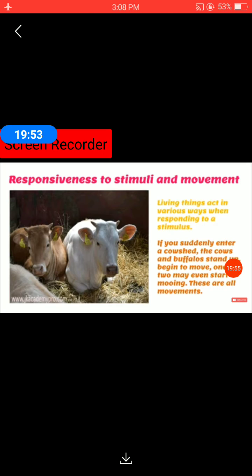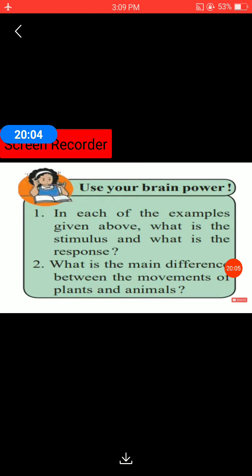It means that if we do some action, there is some response, and that is called responsiveness to stimuli. Now use your brain power. In each of the examples given above, what is the stimulus and what is the response? The response is what was given by the other living thing, and the stimulus is what action we are doing. So what is the main difference between the movement of plants and animals? Use your own brain.